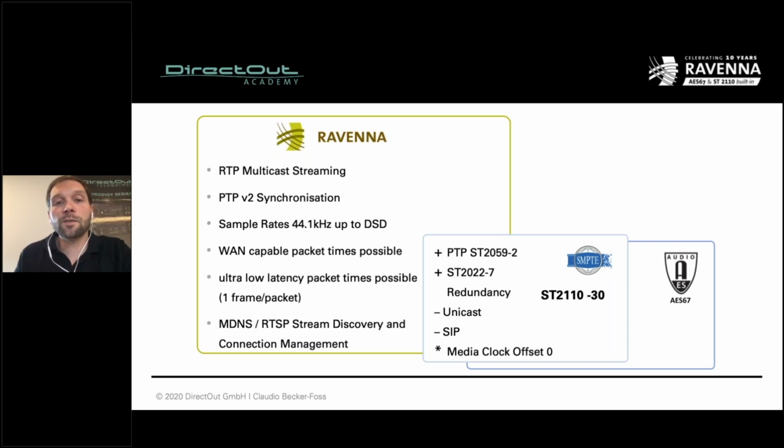So if you do ST2110-30, you don't need to support unicast and SIP. And they require the media clock offset to be zero, which is normally a random value, but this causes an issue if a device power cycles. The new media clock offset needs to be sent to all the receiving devices. They need to be updated and informed about the new offset. And SMPTE took a shortcut and said, no, if we set it to zero, there's no need to update everybody about that. So we make it simpler and faster to recover.